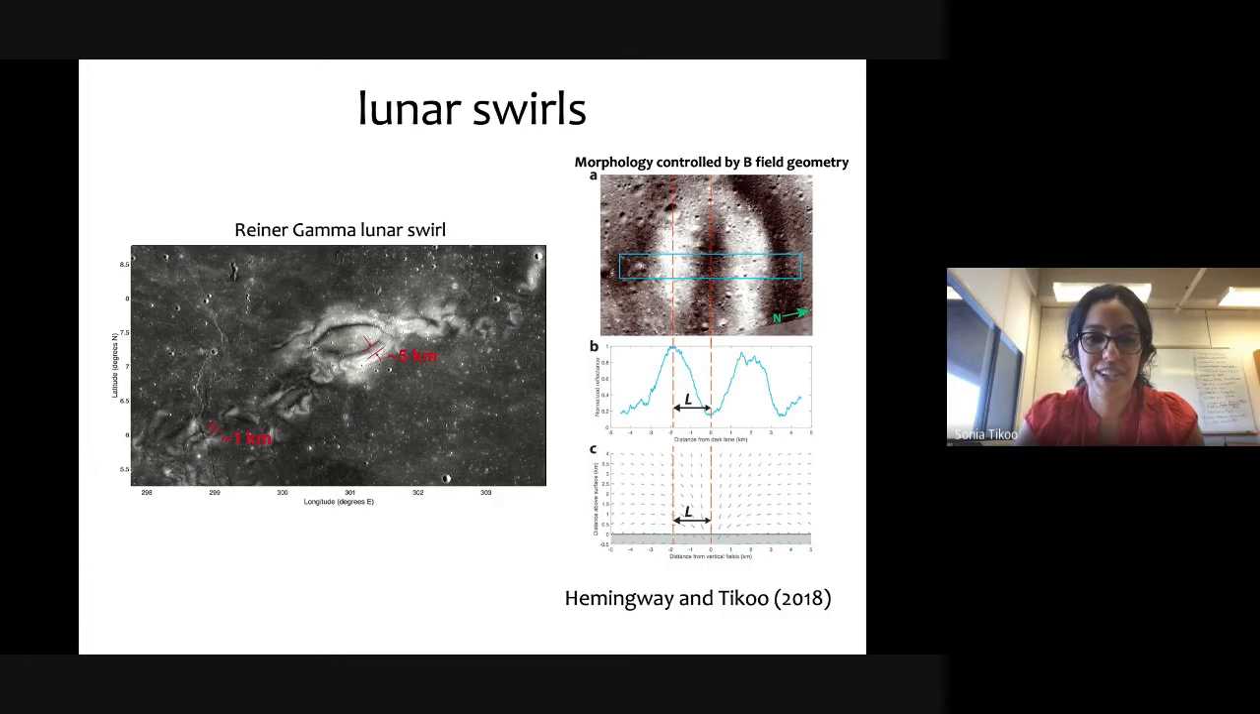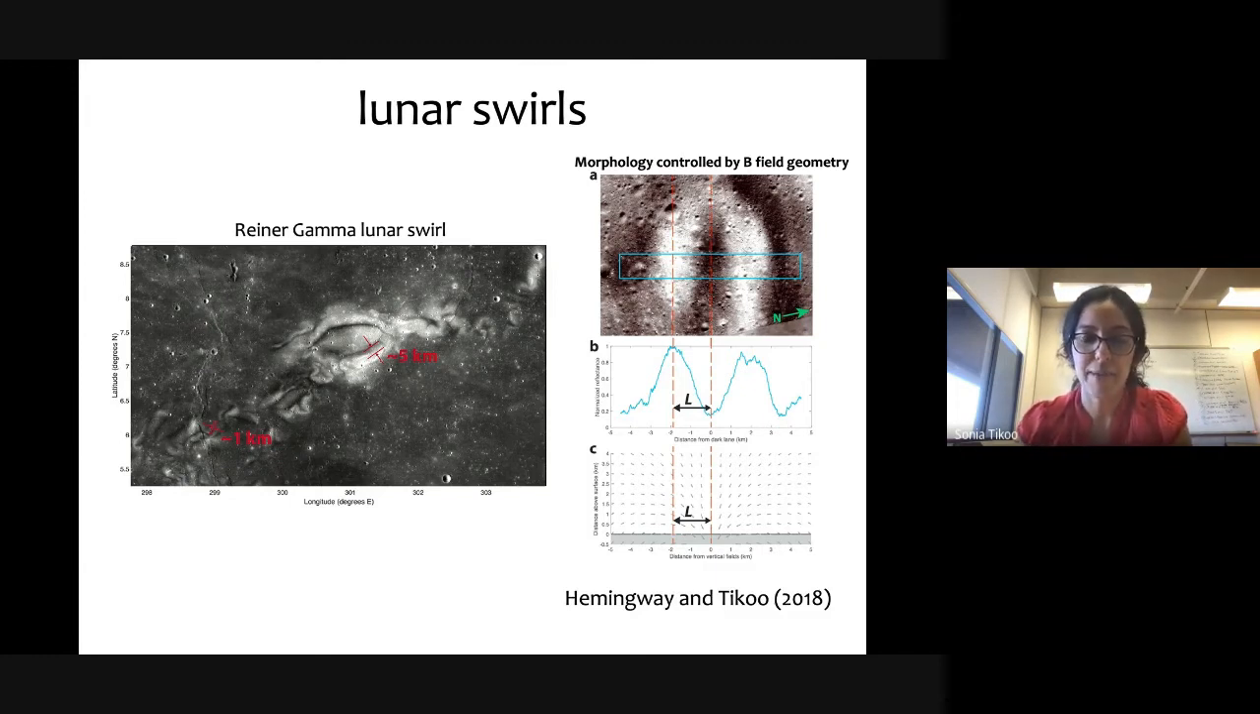So their origin is a real mystery. And the only thing we really know about them conclusively is that they exist in areas where there's very strong remnant crustal magnetization on the moon. And they have very short length scales. The light-dark transition occurs over a distance of a few kilometers.